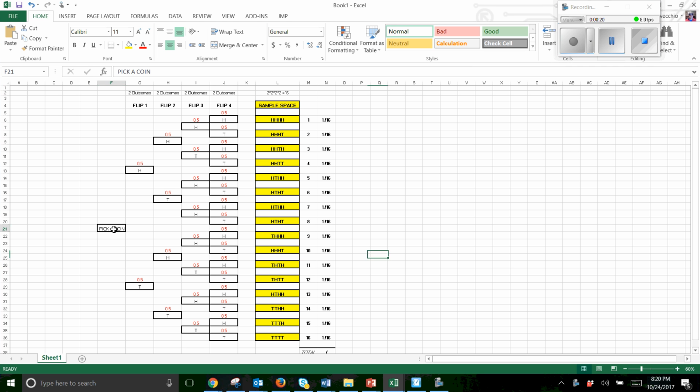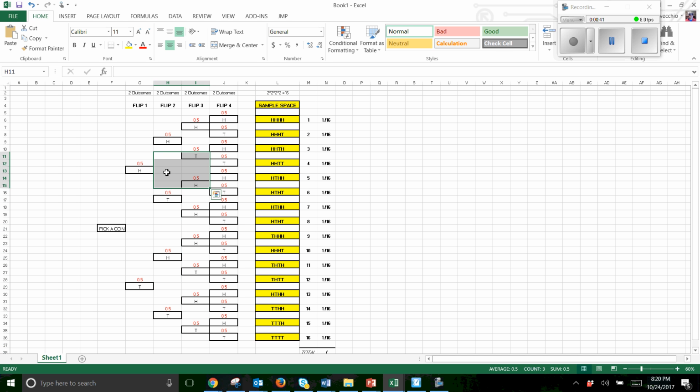You start here seeing we pick a coin, and on our first flip, we have a choice of either a possible outcome of heads or tails. Since each one of those are equally likely, each one is 0.5, so I'm just putting those probabilities on the outcomes. For the second flip, you flip the coin again, you have another two possible outcomes.